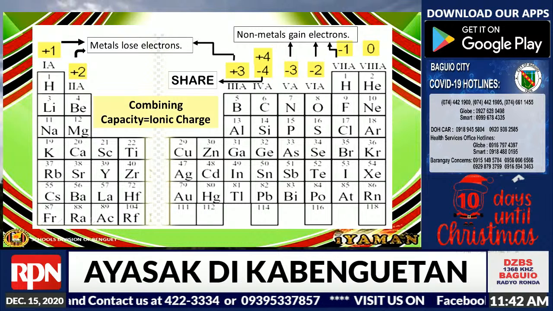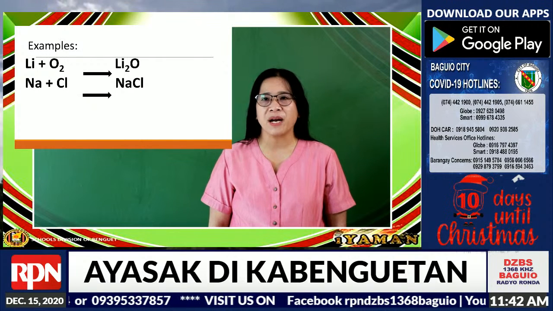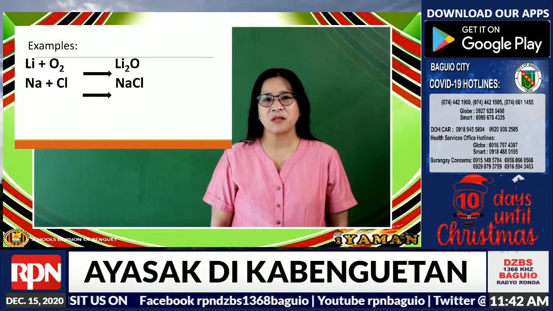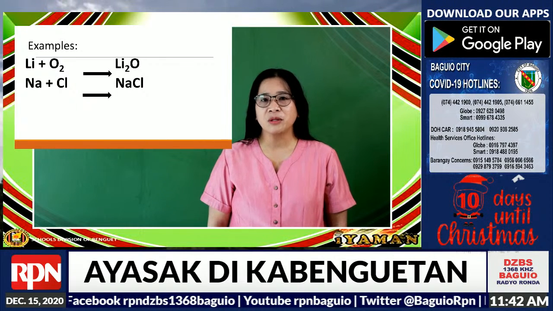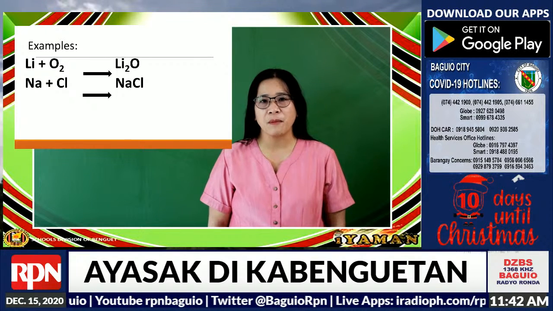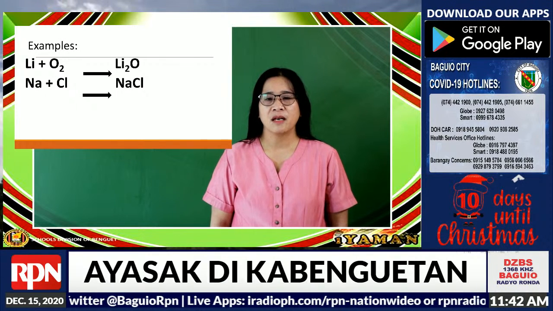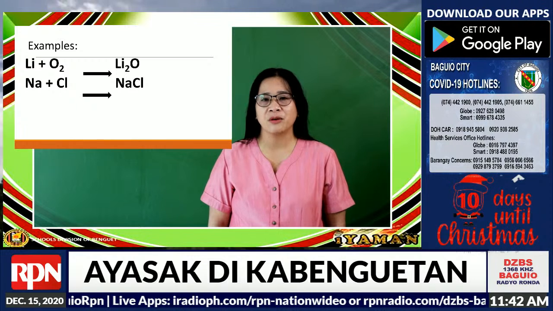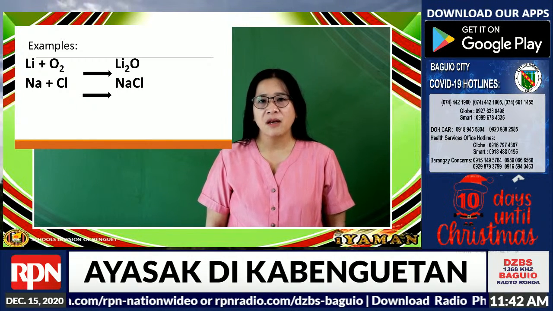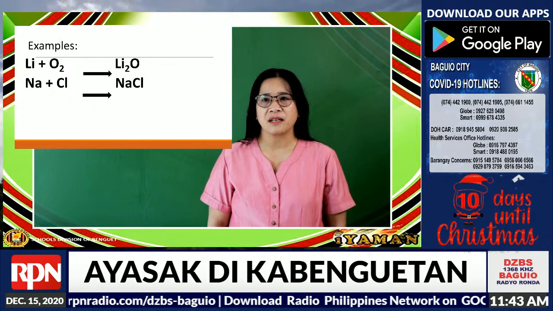Let's again use these examples. You notice with the formula formed by this compound, which is lithium oxide, lithium has a subscript of 2 because it needs to donate 2 electrons, while oxygen has no subscript because it accepted 2 electrons. The same with sodium and chlorine. When they form the compound sodium chloride, there is no more subscript when their symbols are written.